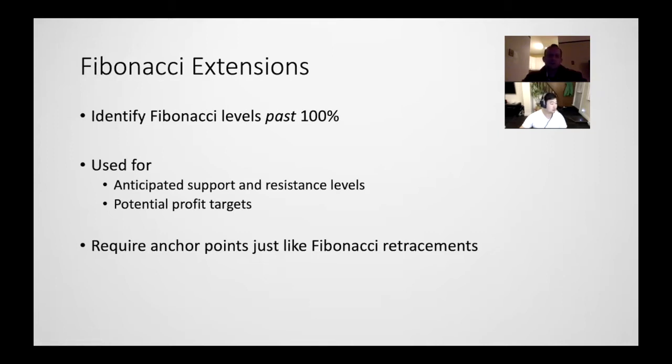So again, these identify Fibonacci levels past 100%, and they're used for anticipation of support and resistance or potential profit targets, right? And these require anchor points just like the Fibonacci retracements. It's basically the same kind of skill. It's just that the tool will draw values after that top anchor.